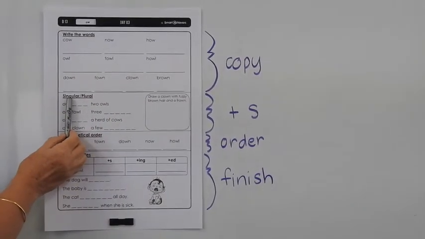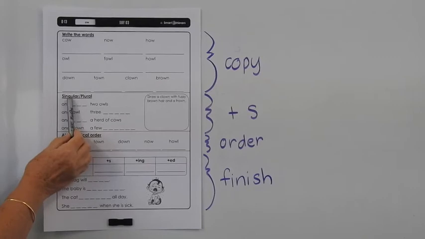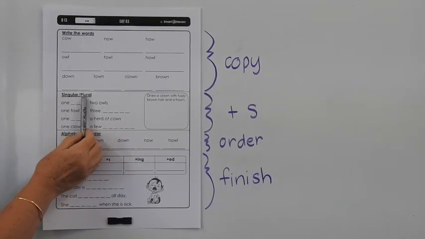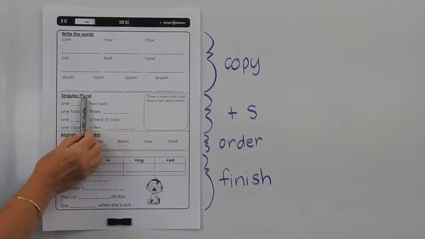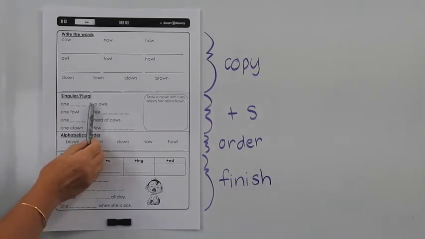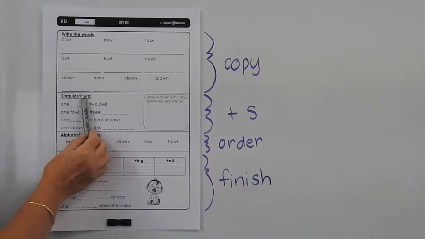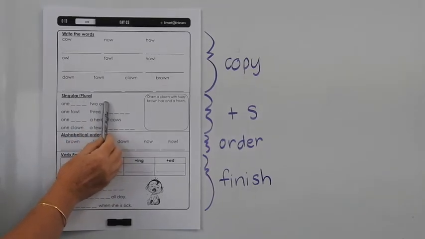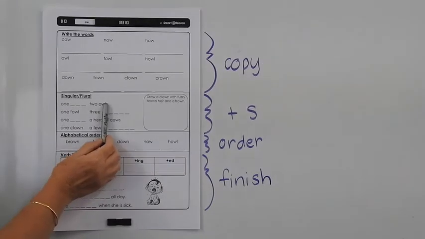Down here we've got singular and plural. Singular means one and plural means more than one. So if we want something to mean one, we don't put an S on the end. But if we want it to mean more than one, a plural, we quite often add an S to the end of the base word.